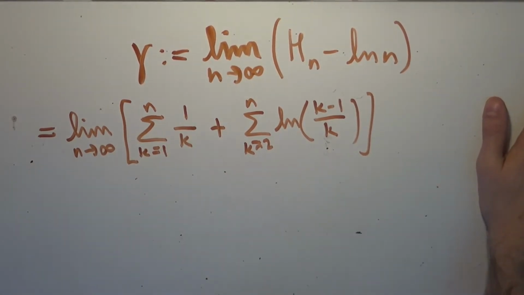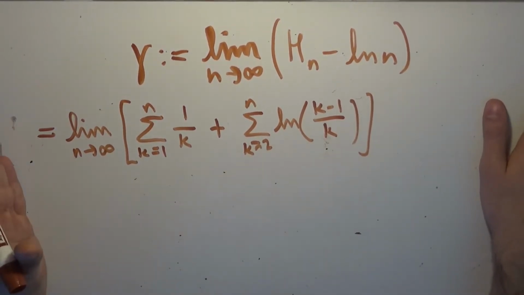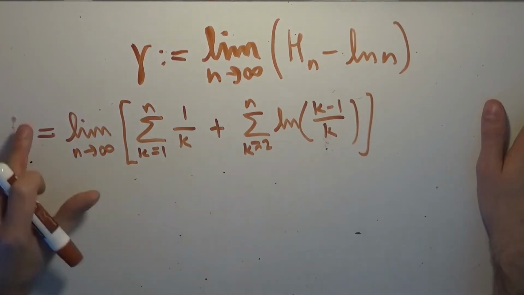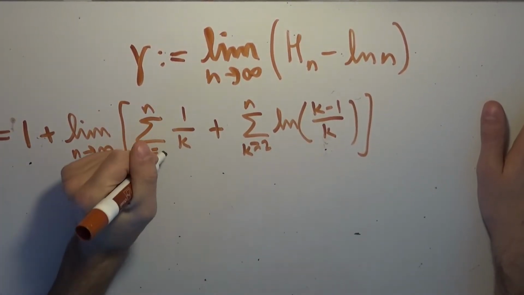I hope that makes sense. And now I'm going to do something a little extra: I'm going to take the first term of the harmonic series and put it on the outside of the limit. I'm going to remove it. So this sum is now going to start at k equals 2. So 1 plus the limit, and this is starting at 2.